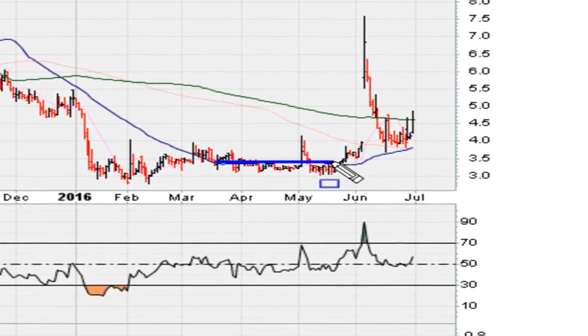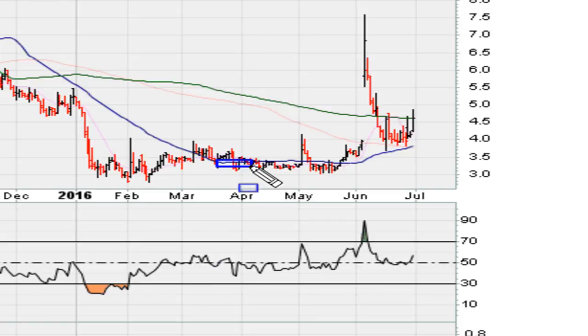We have a generally flat 50-day moving average. Now, let me draw that a little. So we have a generally flat 50-day moving average during this period. This is the highest daily close right there during the period when the 50-day moving average was flat. So that's what I call a flat pivot or a flat buy point, which is this point.